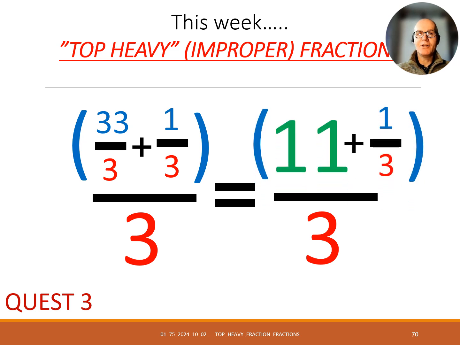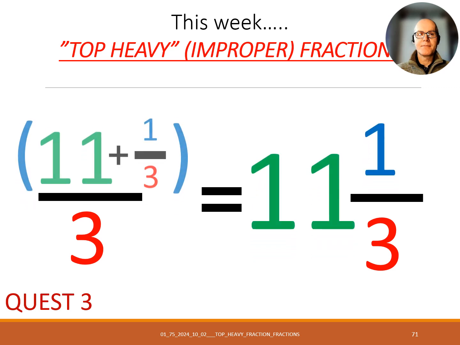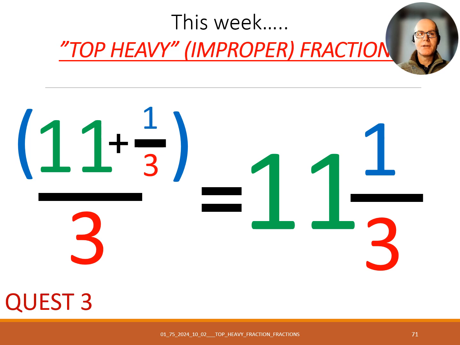11 whole lots of 3 with 1 third left over. 33 plus 1 was 34, which is 11 wholes plus 1/3. 11 wholes plus 1/3 is equal to 11 and 1/3, and that's as far as we can go for simplification.